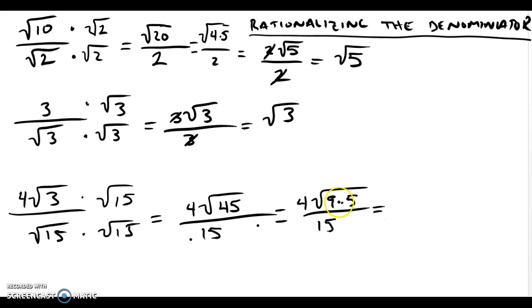So I'm going to move 3 and do it this way. I'm going to move 3 to the outside. So I've got 12 square root of 5 over 15. We are not quite done. We can divide the top and bottom by 3. In other words, we're reducing the fraction. So we've got 4 square root of 5 over 5.